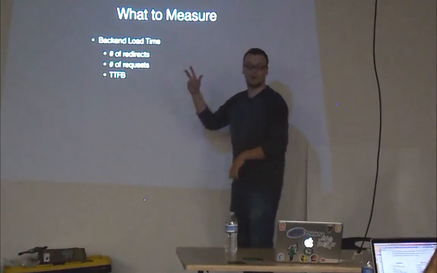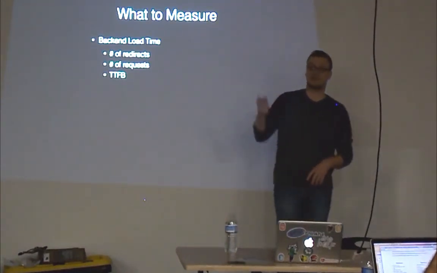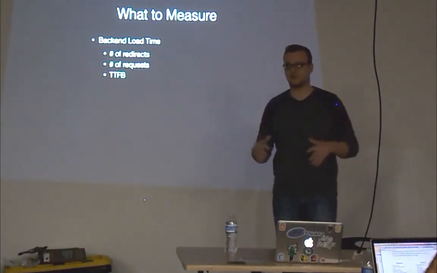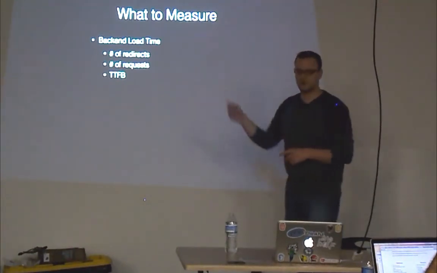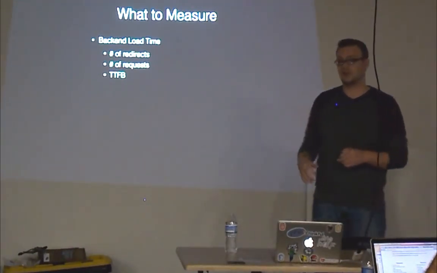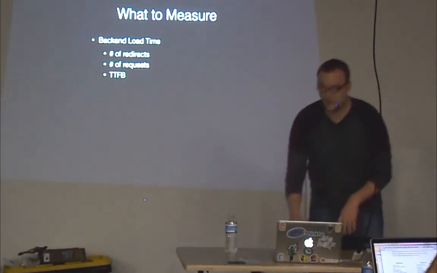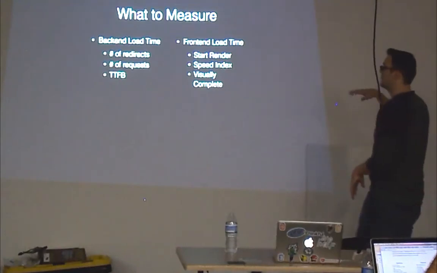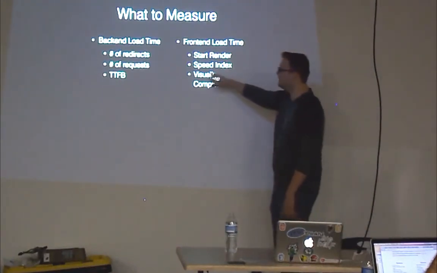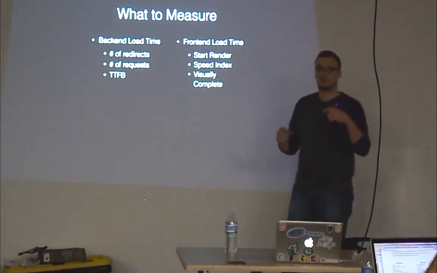The number of requests the page is making, so how many CSS files, how many images, how many JavaScript files. Let's condense those down and make those better. Time to first byte, which we talked about earlier, which correlates with Google's SEO page rankings. We also want to look at the front-end load time, so the start render, the speed index. We looked at this just a little bit earlier.